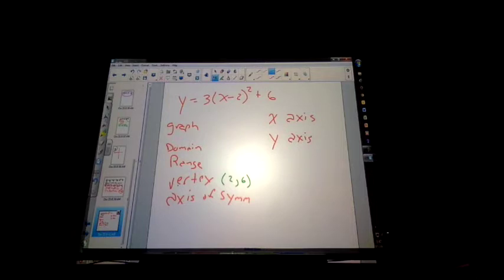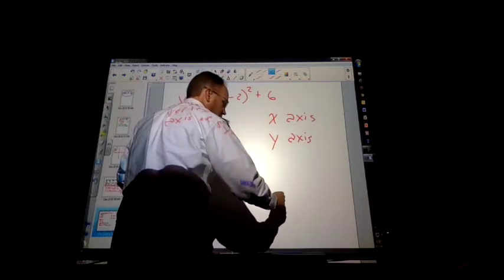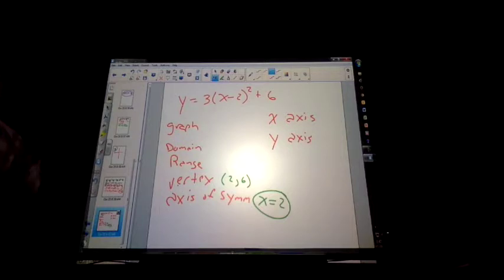Okay. I can actually graph this with good certainty of how it's going to graph. How fast is it going to grow from the vertex? Right 1, left 1, up how many? Up 3. Okay. Things that we should be able to know. Because I know the vertex, I know the axis of symmetry. The axis of symmetry is just going to be the vertical line, x equals 2. Okay, it's always the x component of the vertex.